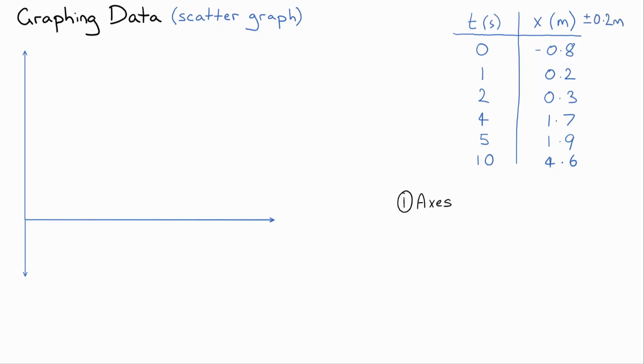We need to label the axes with variables and units, and that allows your reader to interpret the meaning of the graph. Usually, but not always, we put the independent variable, time in this case, on the horizontal axis, and we put the dependent variable, in this case the position, on the vertical axis.